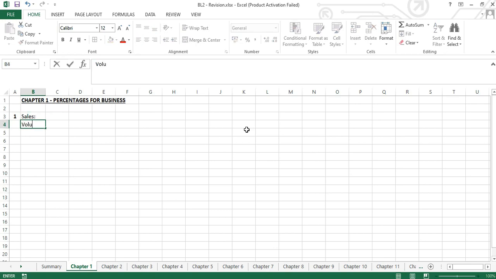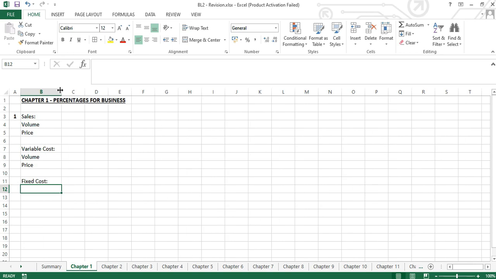We got volume and price. Then we have variable cost, and that also we have the volume and the price. Then we have the fixed cost. Okay. So sales volume was 500 as we saw and the price was 90 rupees.